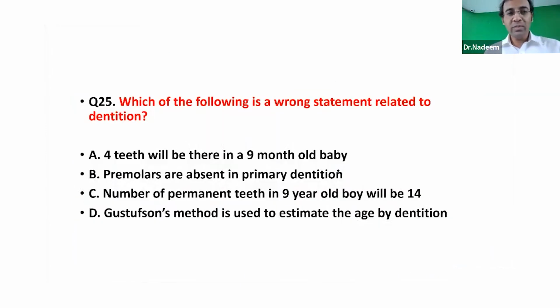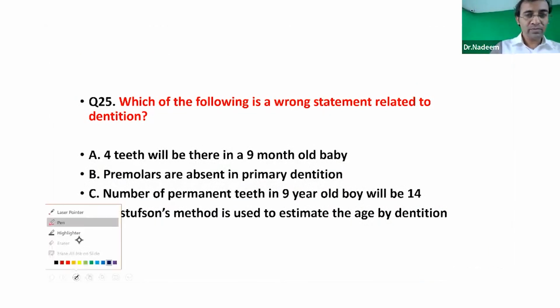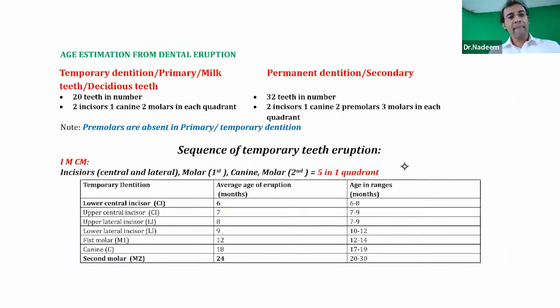Which of the following is a wrong statement related to dentition? See, dentition is a difficult topic. Okay, just understand it here. First of all, there will be the primary dentition, and after that there will be secondary dentition. Primary dentition means the temporary dentition, or you can say milk teeth, which are going to fall. So overall, how many primary teeth will be there? These are going to be 20 in number.